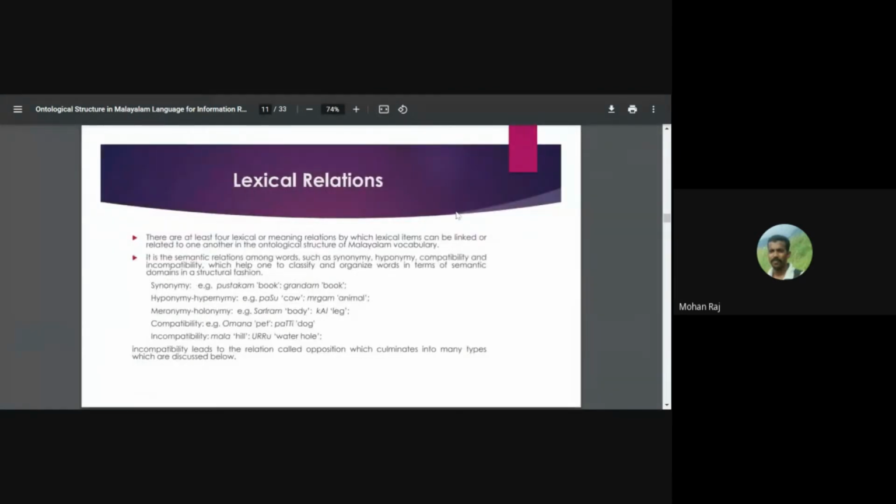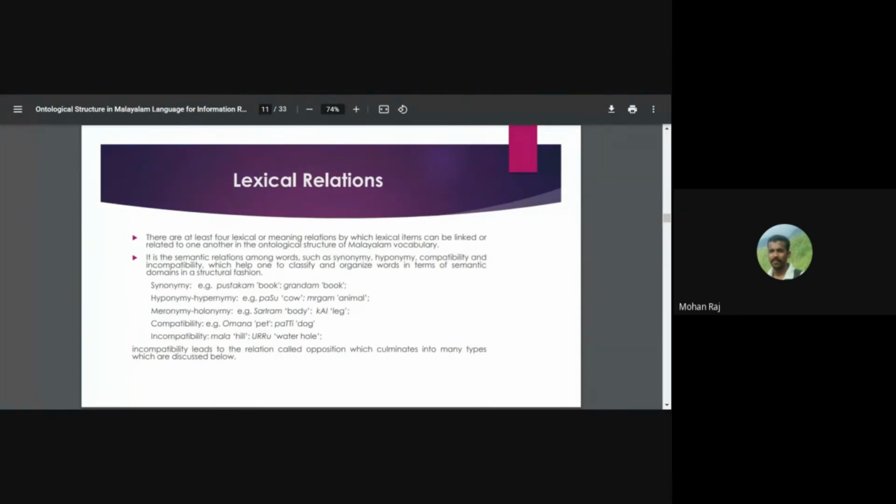Pashu and Mrigam. And meronymy, holonymy: shariram, body, and leg is a kal. Compatibility: woman is a pet, a dog is a pet, that is compatibility. And incompatibility: mala and hill, wood is related to water, waterfall.